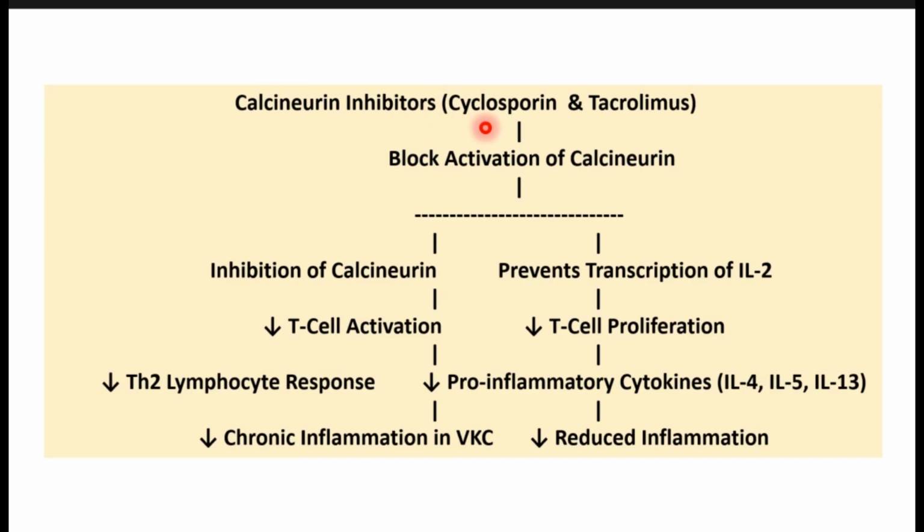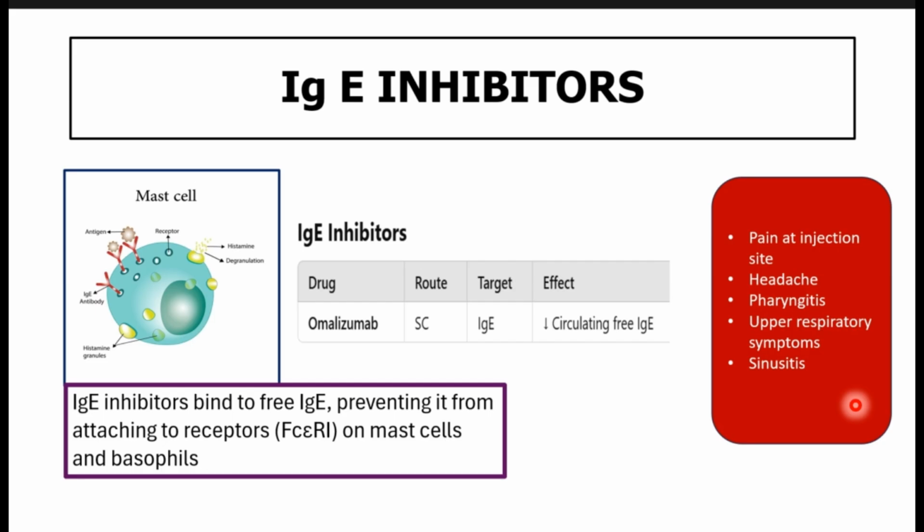So calcineurin inhibitors, cyclosporine and tacrolimus, are going to block the activation of calcineurin and therefore there's going to be inhibition of the T cell activation. Mainly the T helper cell 2 response is going to go down, inhibiting the chronic inflammation in VKC. So we can say that the immunomodulators can also help in decreasing the chronic inflammation in case of VKC. Also, it inhibits interleukin 2, so T cell proliferation will go down. Again, pro-inflammatory cytokines like 4, 5, and 13 will go down. Alright, so I hope that is clear.